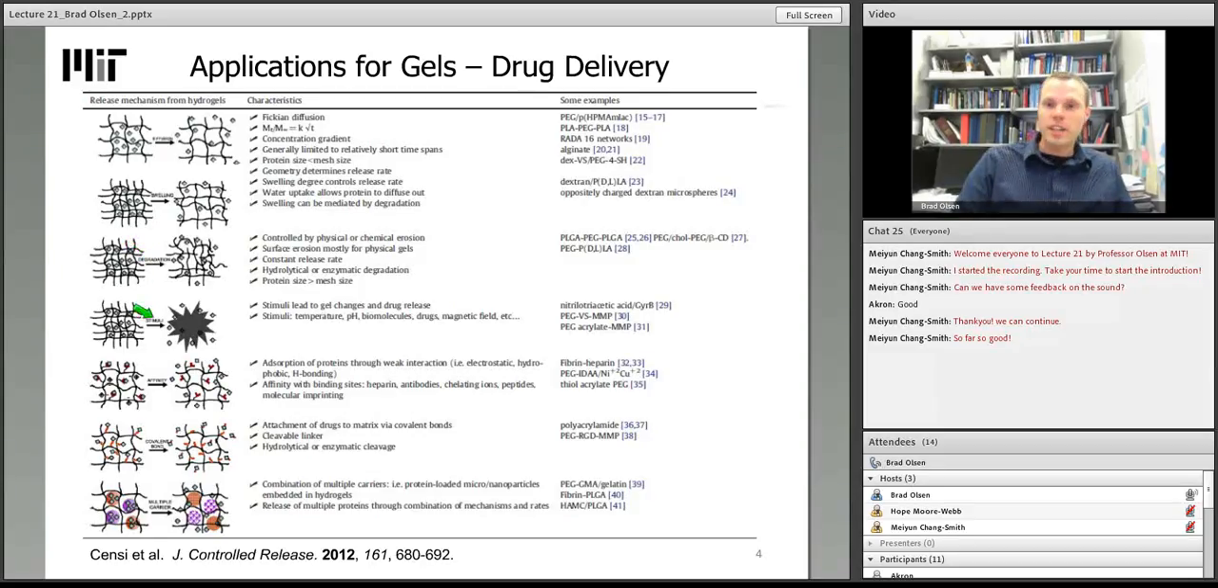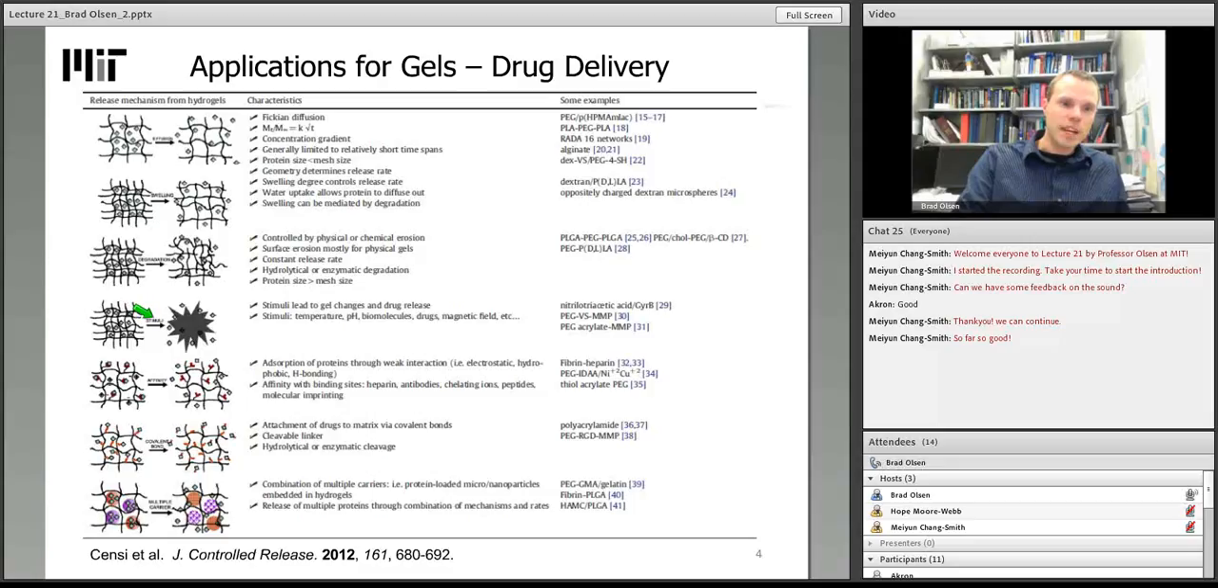Both this degradation and swelling, as I've alluded to, can be triggered by stimuli, and so you can produce gels that will respond with changes in the release of molecules to things like temperature, pH, ionic strength, light, and now many more complex responses. For example, triggered release based on a biomolecule.